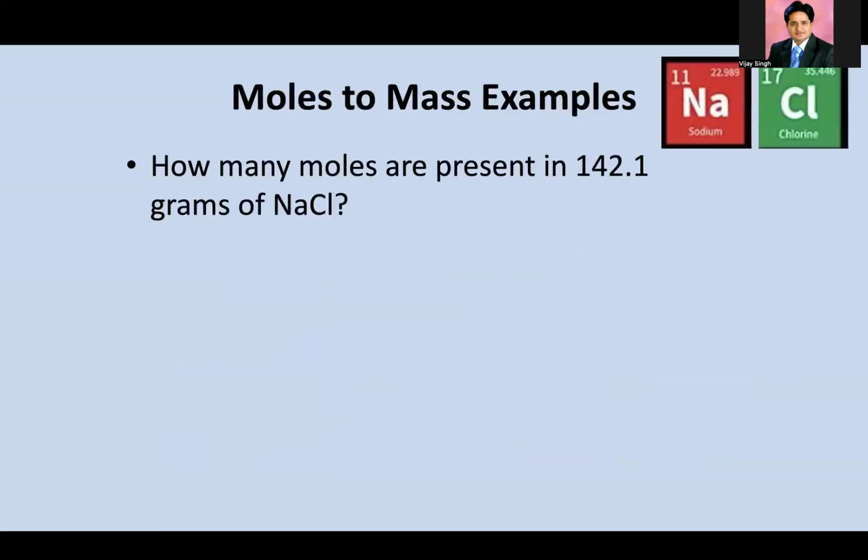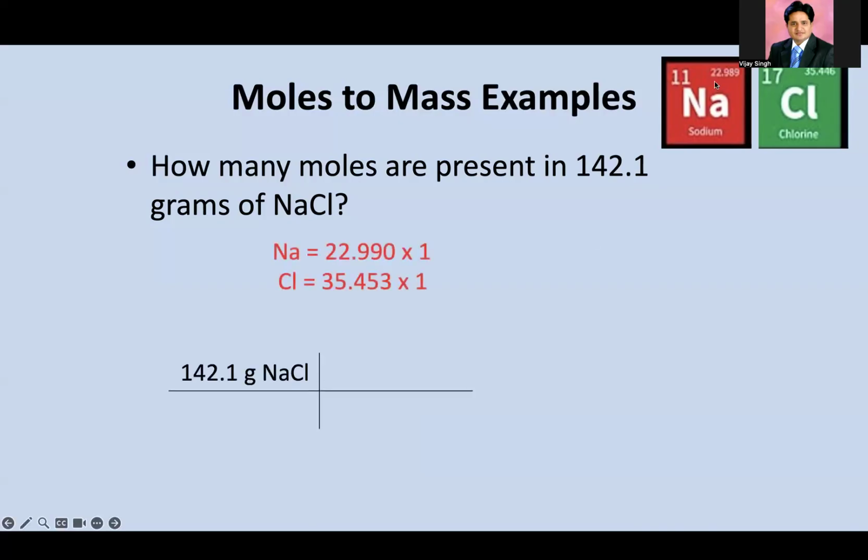Next, how many moles are present in 142.1 grams of sodium chloride? Now, first we need to find the molar mass of sodium chloride. Looking at the periodic table, sodium mass is 22.9, which is approximately 23, and chlorine is 35.4, and you add them to get the molar mass of sodium chloride.